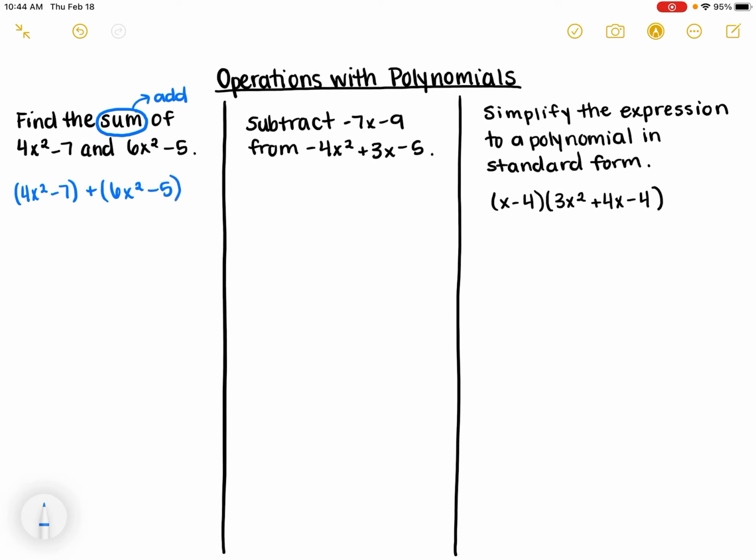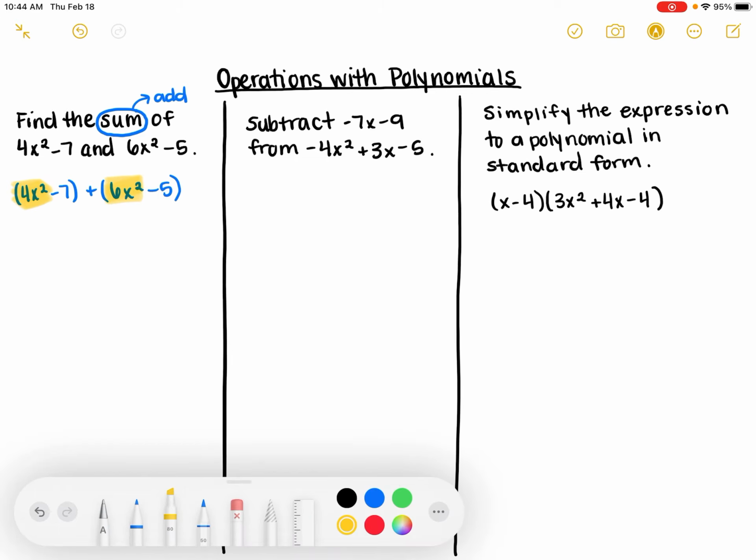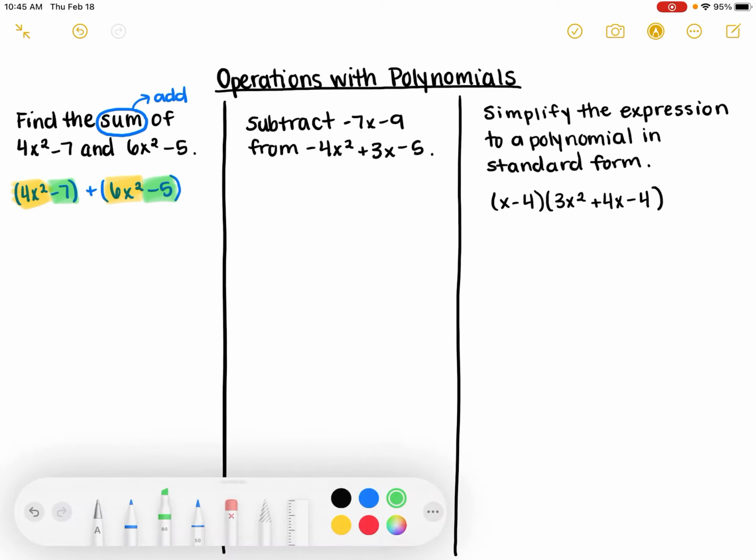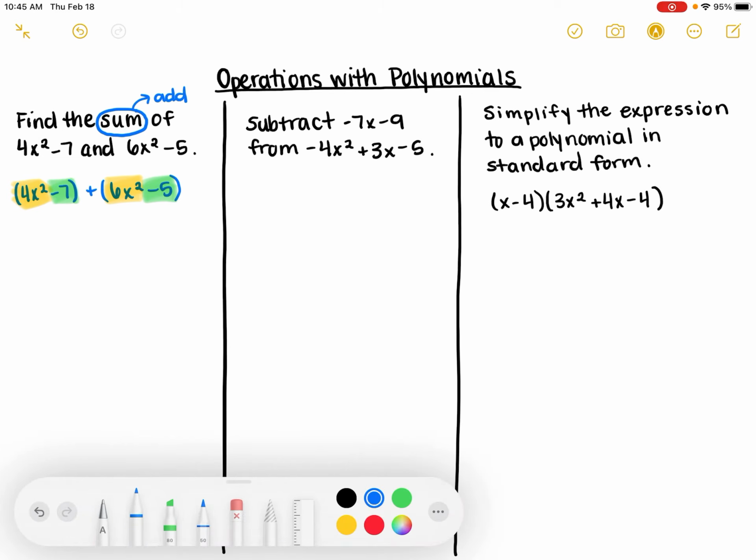You actually don't need parentheses when you're adding, but you're going to need them when you subtract. And so I'm just going to use them all the time to make sure we don't make any mistakes. So I'm adding my two polynomials together, and I can see that I have some like terms. I have 4x squared that can be combined with 6x squared, and then I have negative 7 that can be added with negative 5.